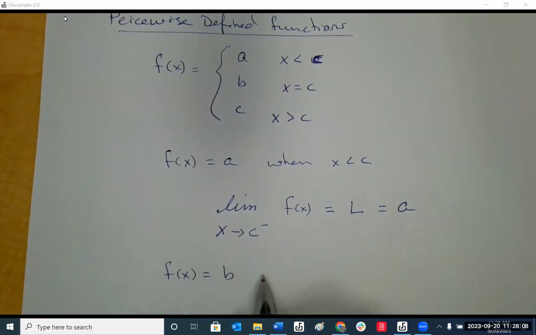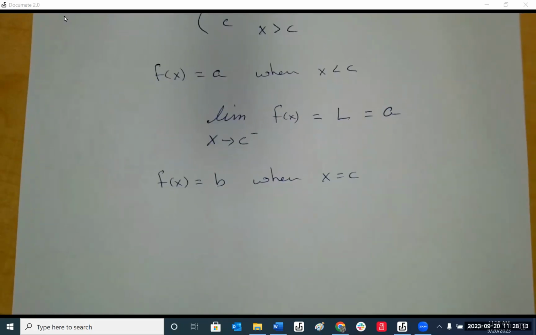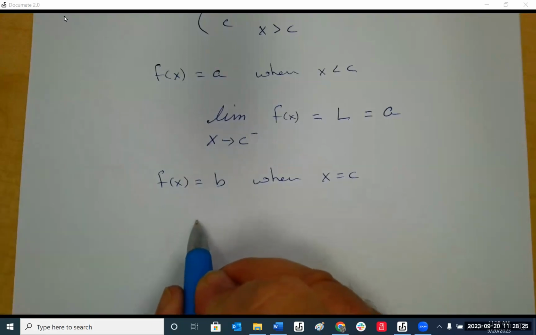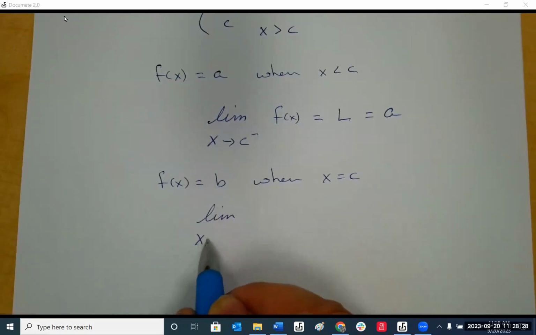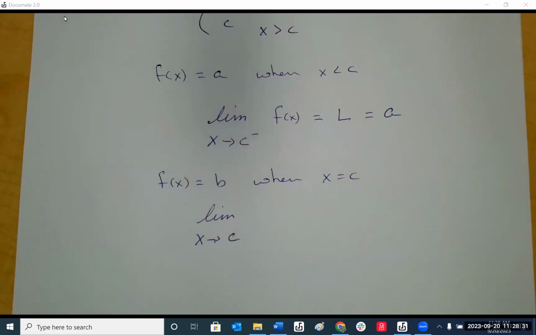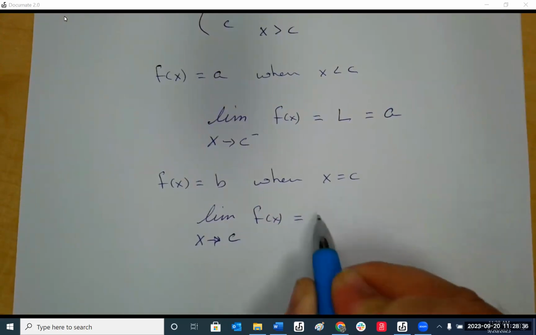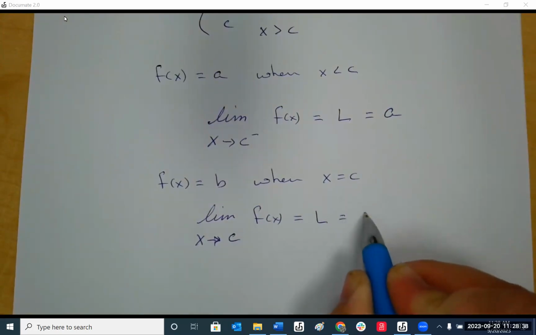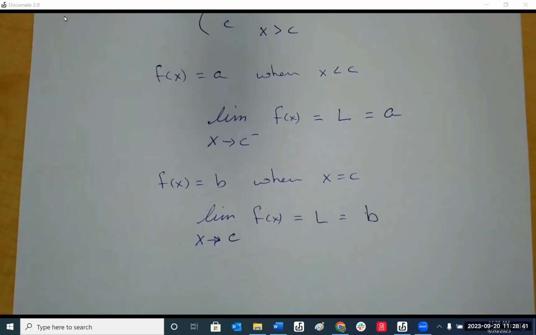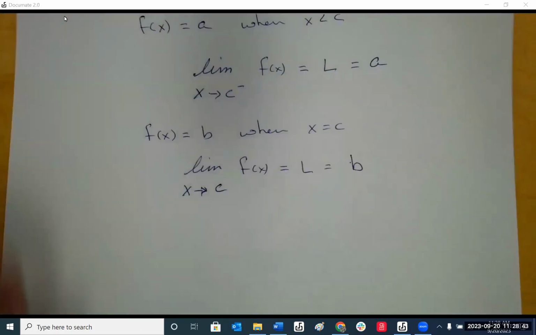When x equals c, we have our function equal to the b value. How do we find that one? That's two-sided. Right. So we just put the limit of f of x as x approaches c, and that equals our value b.